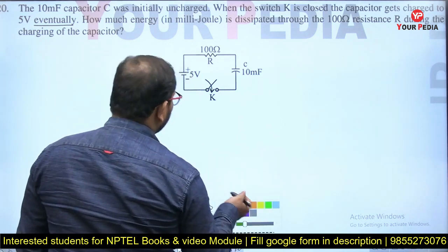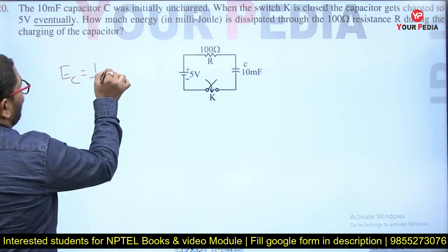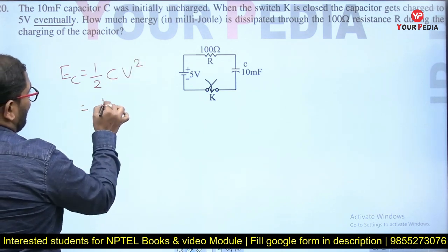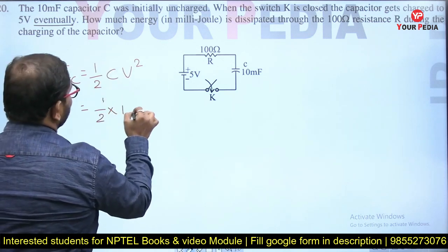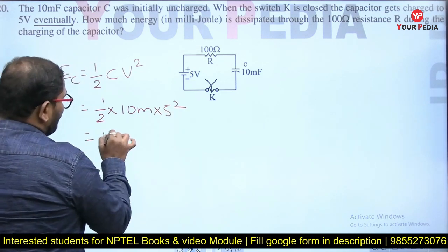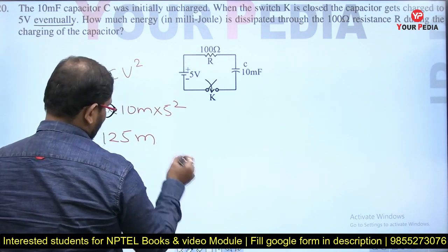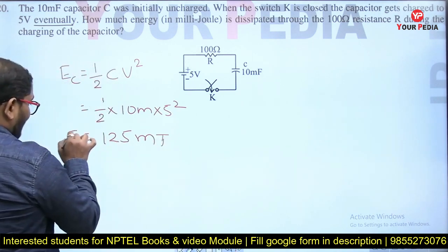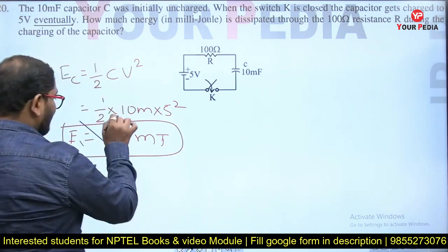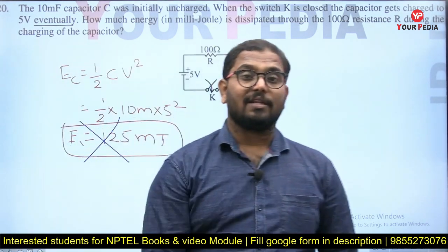In this circuit, most of the students will know the energy stored in the capacitor, which is half CV squared. Half into the capacitor value, 10 micro, into the voltage across the capacitor, 5 squared. So 125 microjoules is the energy stored in the capacitor. But he is not asking for the energy stored in the capacitor. He is asking us to calculate the energy dissipated in the resistor.